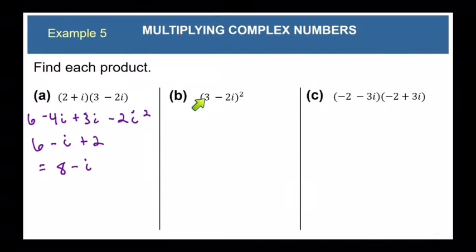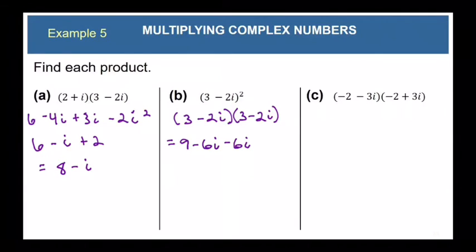On this second one, it's like the squared complex number that we had on the last slide. We've got 3 minus 2i squared. So let's write it out times itself. Now first times first is going to be 9. Outer times outer is going to be minus 6i. Inner times inner is the same thing. And then last times last is going to be plus 4i squared.